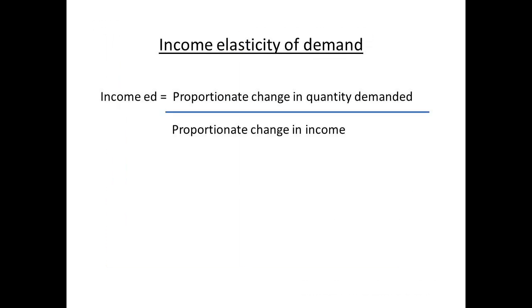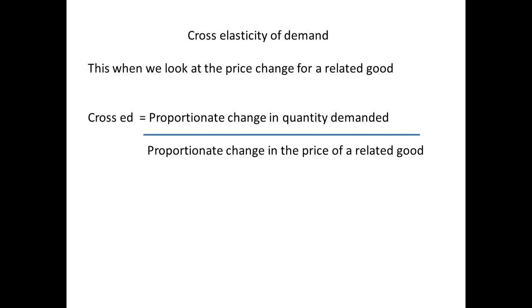Economists are interested in income elasticity of demand. This is determined by measuring the proportionate change in the quantity demanded and dividing it by the proportionate change in income. Economists will also be interested in how the price change of a related good affects good X. We term this the cross elasticity of demand. We determine this by measuring the proportionate change in the quantity of good X demanded and dividing it by the proportionate change in the price of the related good.